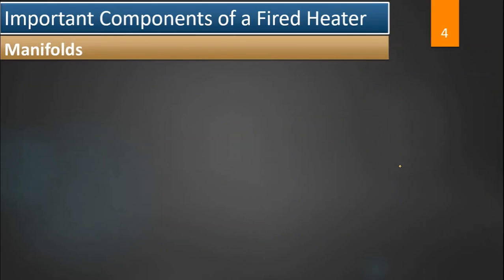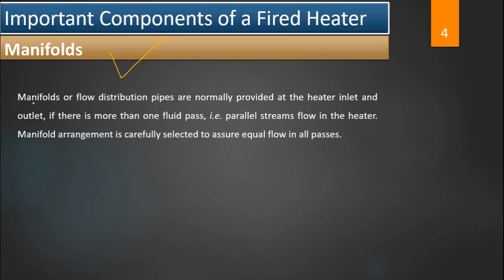Now comes the second point, that is the manifolds. What is the meaning of manifolds? Manifolds are flow distribution pipes and are normally provided at the inlet and outlet of the furnace. At the inlet, the flow is distributed, and at the outlet it is accumulated. All the distributed pipes are accumulated into a single pipe with the help of manifolds.